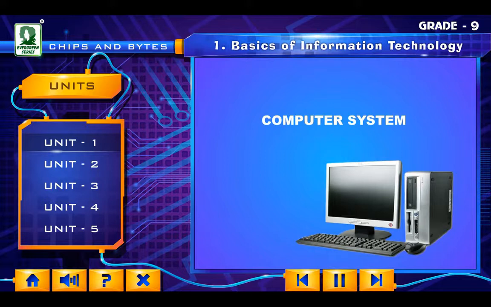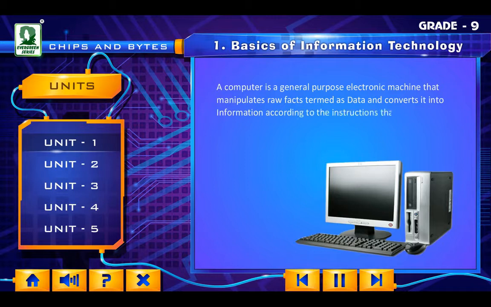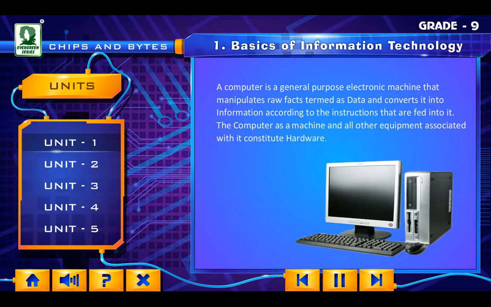Computer system. A computer is a general-purpose electronic machine that manipulates raw facts termed as data and converts it into information according to the instructions that are fed into it. The computer as a machine and all other equipment associated with it constitute hardware. The instructions that tell it what to do are called software.